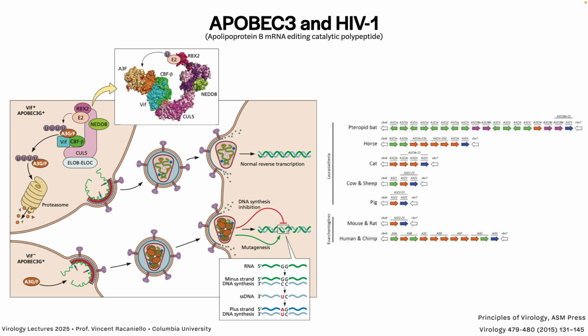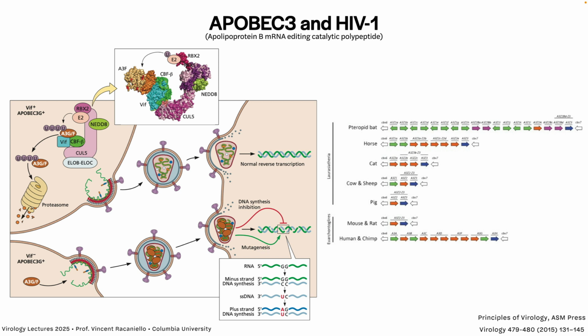Now here is another intrinsic defense. This is a protein called APOBEC3. This stands for apolipoprotein B mRNA editing catalytic polypeptide. And this is important for defense against HIV-1, which we haven't talked about, but we will soon. So basically, APOBEC3 is a cellular protein. It's a cytosine deaminase. It deaminates cytosines. Here it will get packaged into the virus particle.